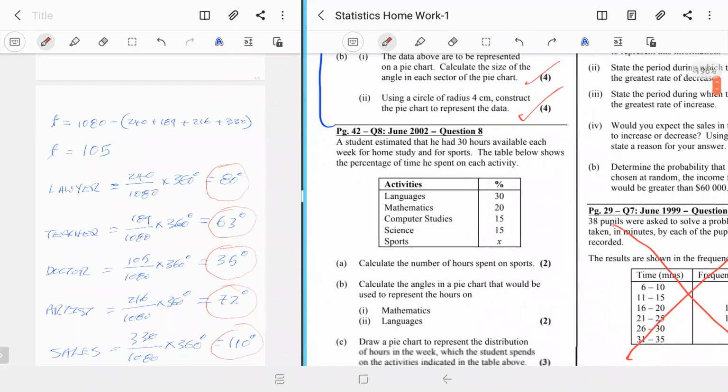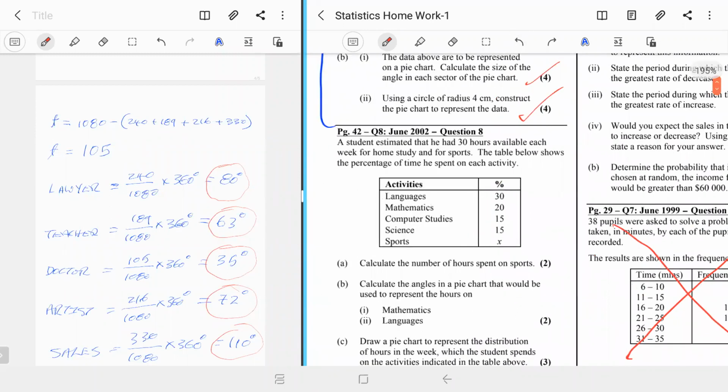It says a student estimated that he had 30 hours available each week for home studies and for sport. The table below shows the percentage of time spent on each activity. So they give it as percentages of the 30 hours. It says calculate the number of hours spent on sport. They give it as percentages, right? So everything must add up to 100%.